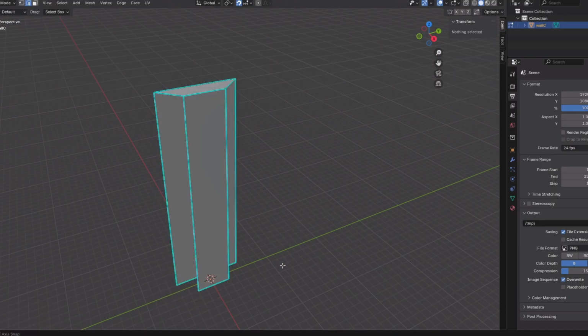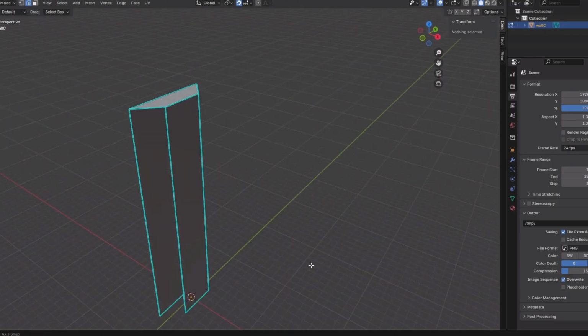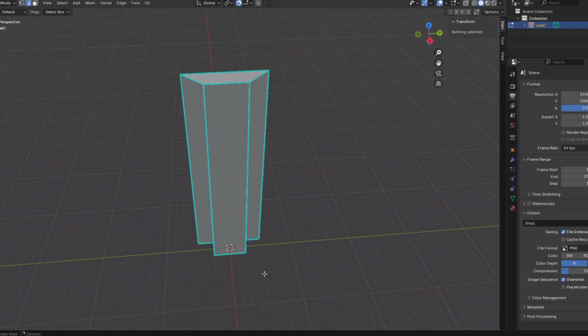Mark Sharp. I'm going to need to go through everything and go through Mark Sharp, because if it's decided to arbitrarily change these, I don't know what the heck it is doing. I don't know why it's trying to shade smooth. I'll figure that out later.